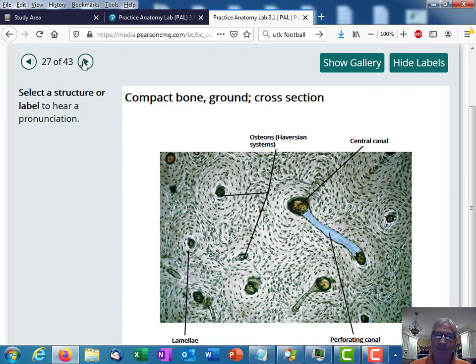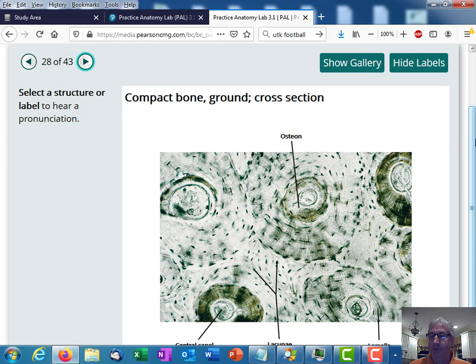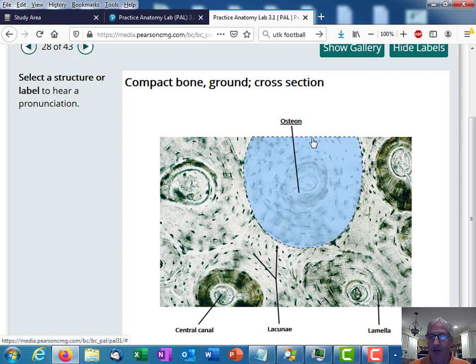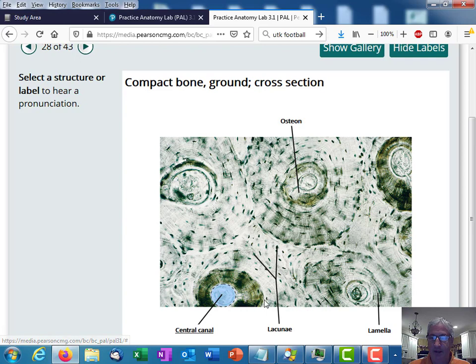So let's look at the next slide. Here's a higher magnification of that same slide. We have compact bone again. Here's your osteon, and here's a central canal. These little blue dots you light up are all little lacunae that have an osteocyte in them. And here's a lamella. That's one ring, then you have another ring here, and another ring here, going all the way around.